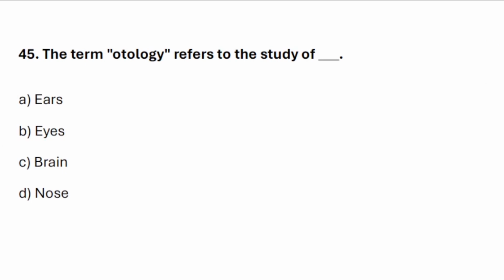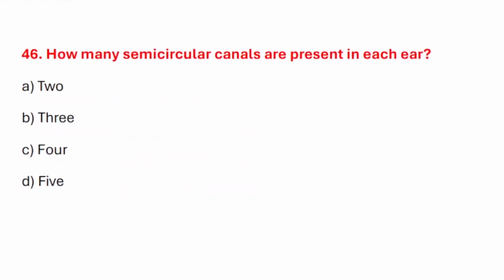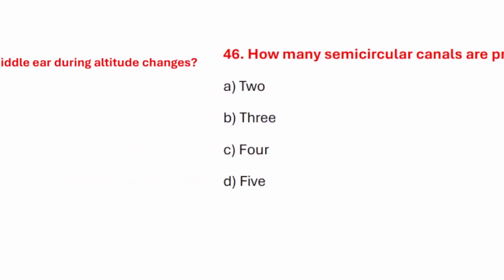Question number 45. The term otology refers to the study of. Correct answer is option A, ears. Question number 46. How many semicircular canals are present in each ear? Correct answer is option B, 3.